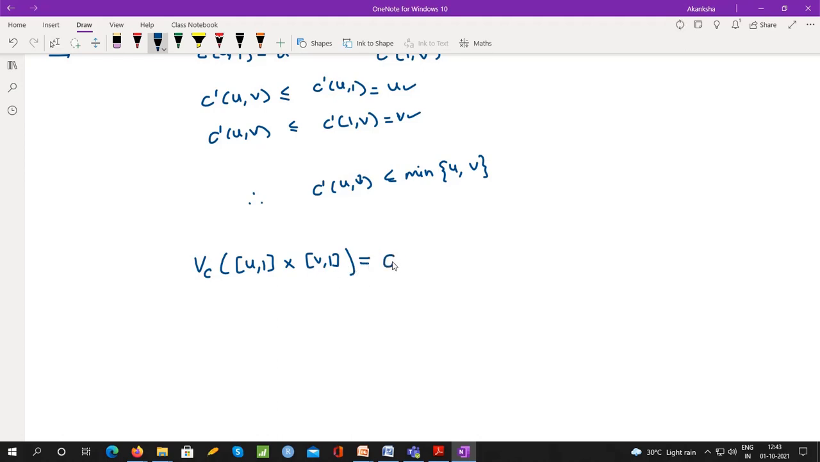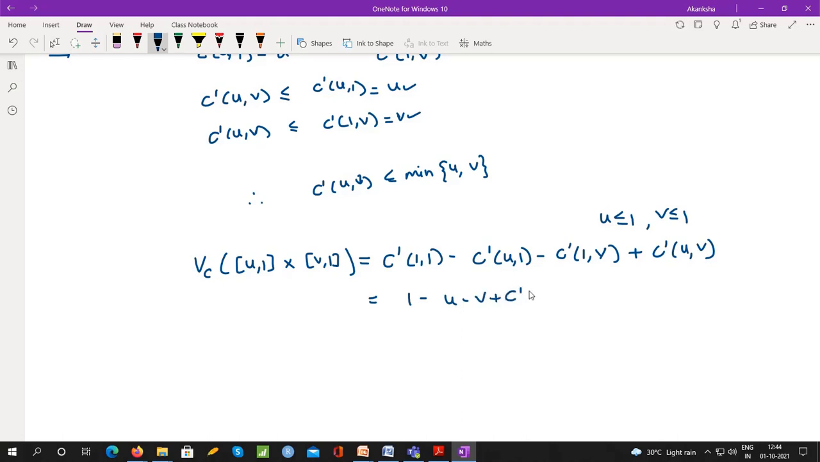So what would this be? This would be C prime of 1, 1 minus C prime of u, 1 minus C prime of 1, v plus C prime of u, v, correct? u is less than or equal to 1, v is less than or equal to 1. So I am just writing the definition of C volume or H volume. What is C prime of 1, 1? It is 1. What is C prime of u, 1? It is u. This is v, and this is just C prime of u, v. I don't know anything about it.